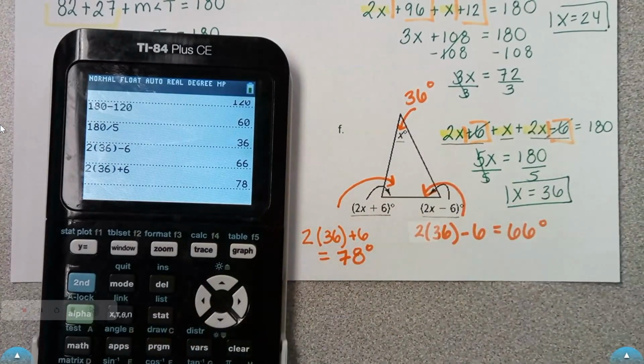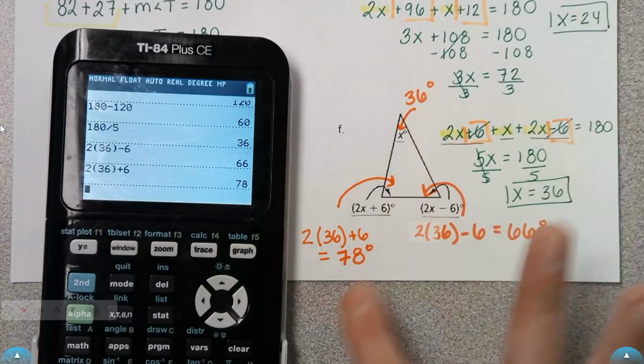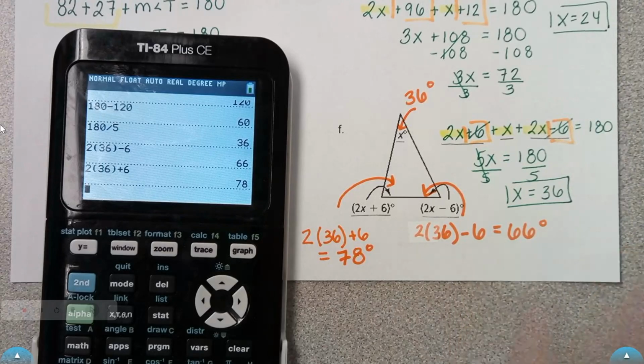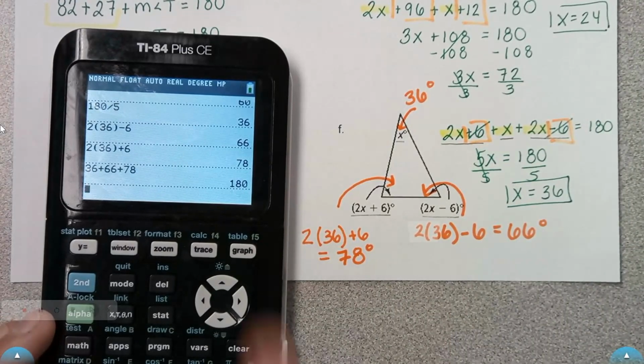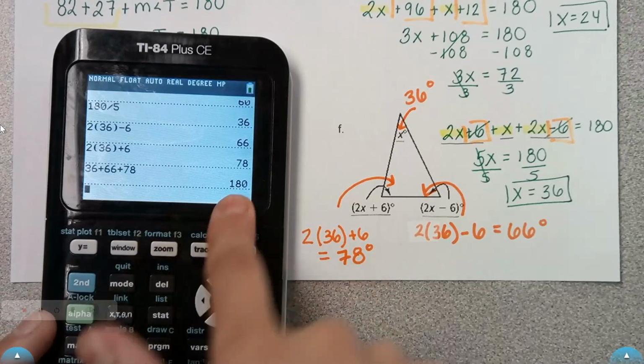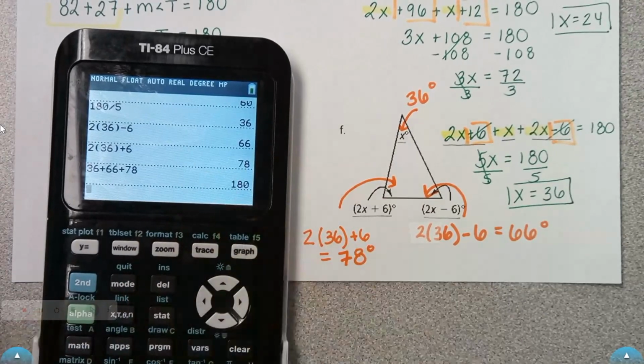And don't forget your degrees. That's your units. So you want to make sure that whenever you talk about angles, you mention your degrees. So here I have 36 degrees, 78 degrees, and 66 degrees. If I wanted to, I could double check and make sure that all three of those add up to 180, and they do. So that's also a good way to check at the end, just to make sure you did it correctly.